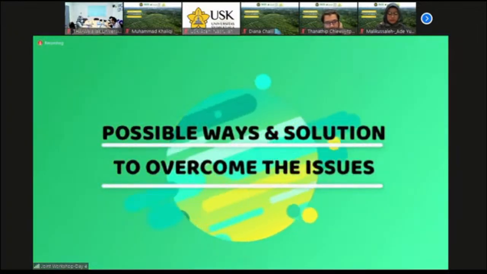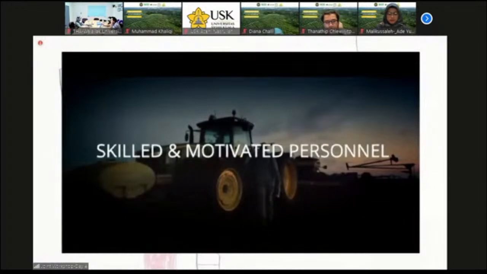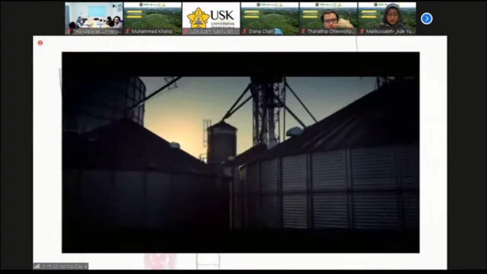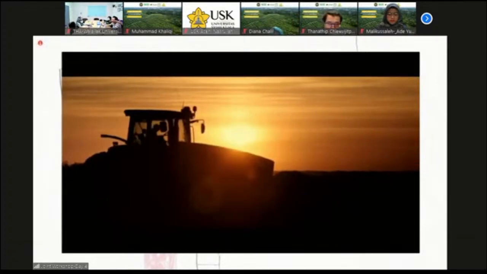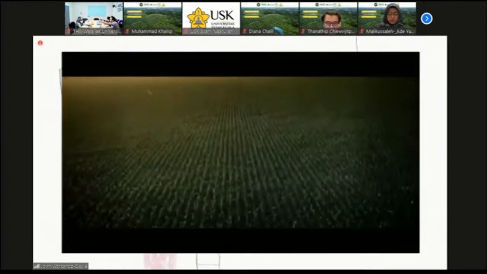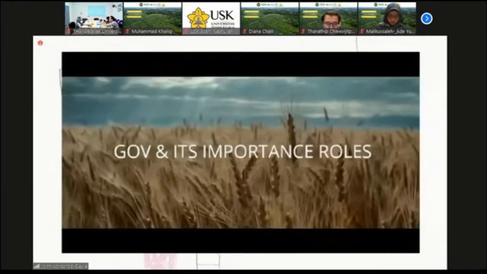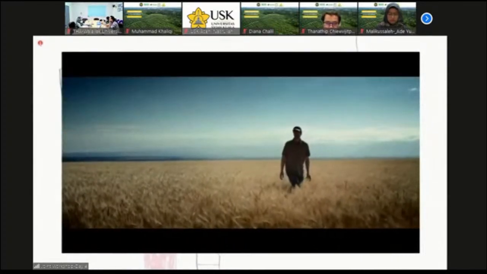The first one is we need to find skilled and motivated personnel to take up any key position within the organization. By having good management, we can improve certification and it can be done easily. Next, in order for farmers to meet legal and procedural compliance, the government should play an important role in order to transform the palm oil business to a sustainable one.